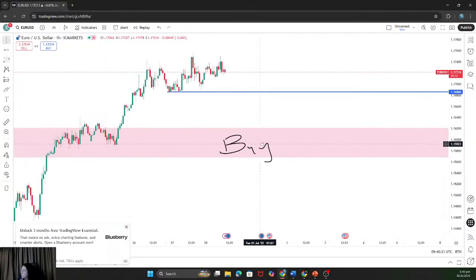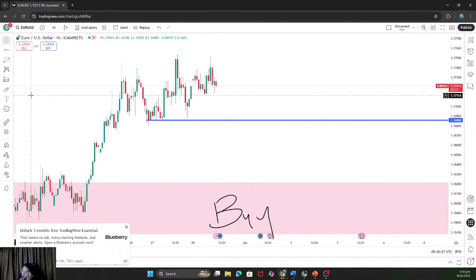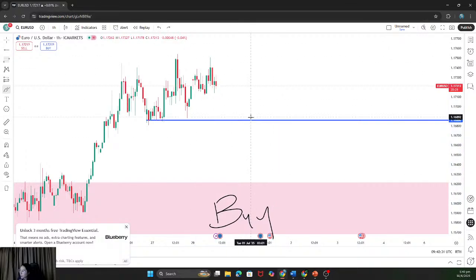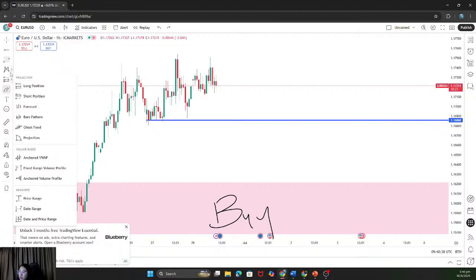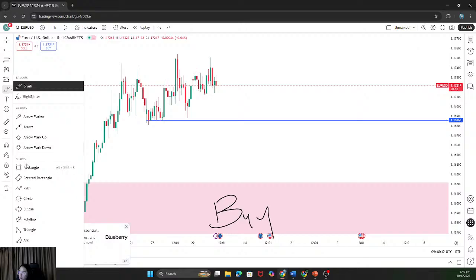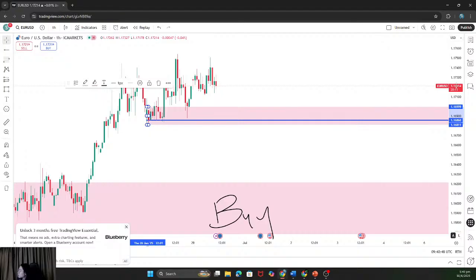Otherwise, the next one will be here. I don't love it. I don't love it, but I just don't know if price can pull back to here. I don't know if price can get here, but otherwise, I do see this part here as another buy. Let me just mark this up. Okay, so I've got two possible buy entries.